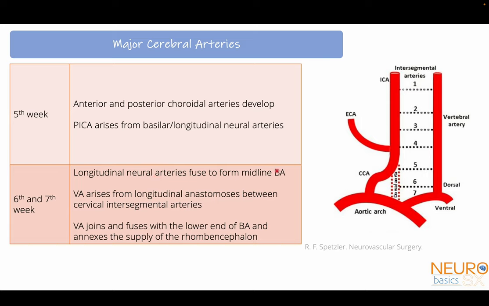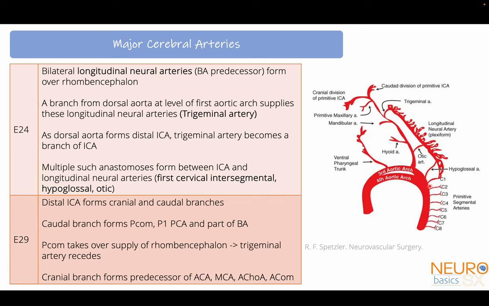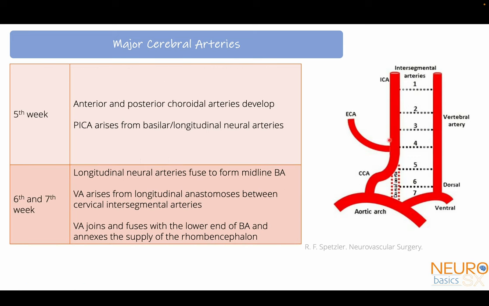In the sixth and seventh weeks, the longitudinal neural arteries will finally coalesce and form the midline basilar. And as we saw, there are multiple cervical intersegmental arteries over here. So they will form a longitudinal anastomosis, and then the intersegmental arteries will disappear. So this anastomosis is what forms the vertebral artery. Okay, then the vertebral artery will finally join with the lower end of the basilar artery, and then it will take over the supply of the rhombencephalon.